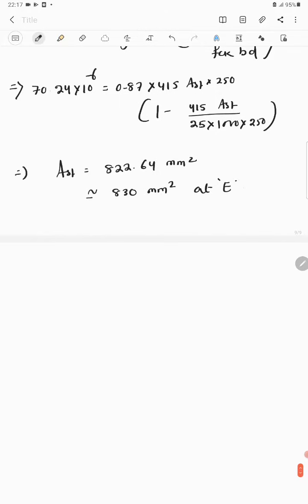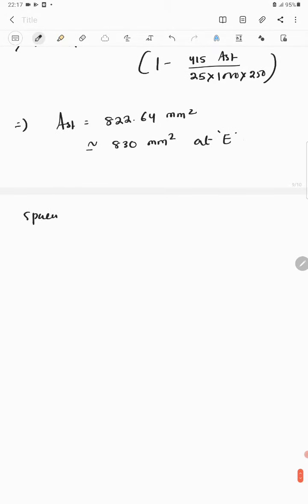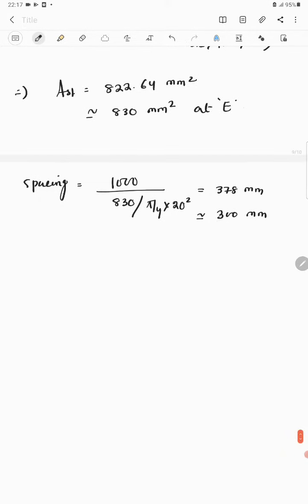Now we can calculate the spacing of bars. For 1 meter width, spacing is 1000 times the area of one bar, pi by 4 into 20 square, divided by 830. This is 378 mm. So we can take spacing less than required, that will be safe. Let's take 300. So finally we'll provide 20 mm dia bar at 300 mm center to center spacing.